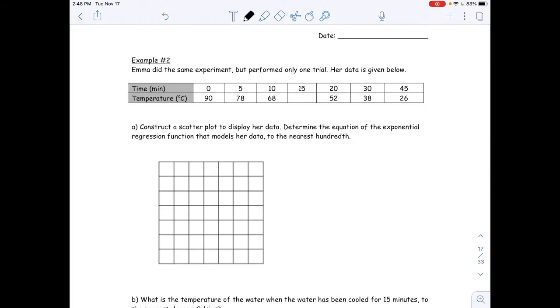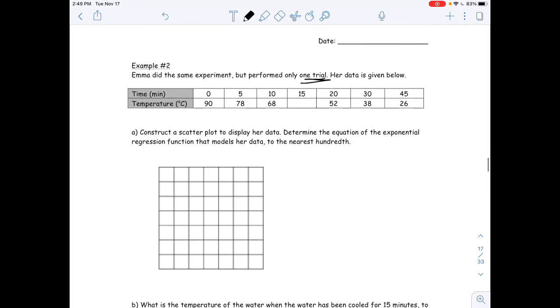Okay, so this is a really good question because in example number 2, Emma does the same experiment but performed only one trial. Her data is given below. Okay, so they're giving you these values, but as you can see, there's one value missing. So when we enter these values into our trial, we're only entering this data, nothing else. Don't use the previous data for this one, just this data.